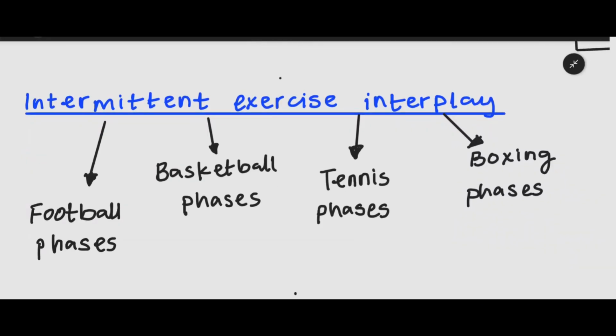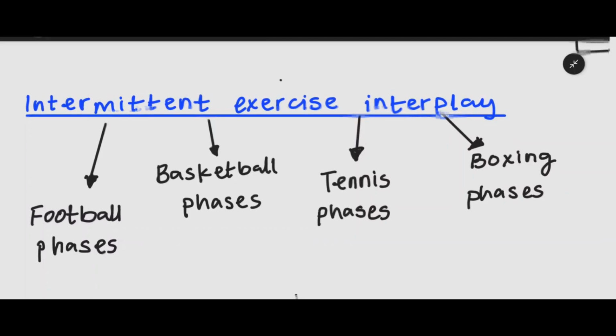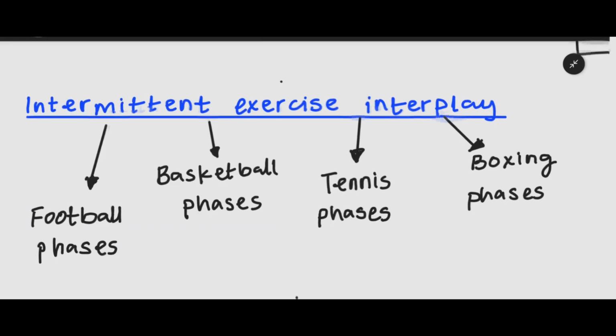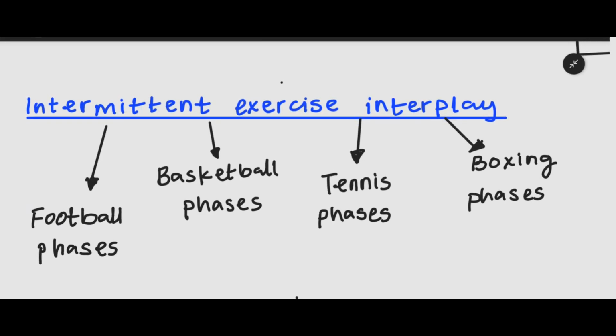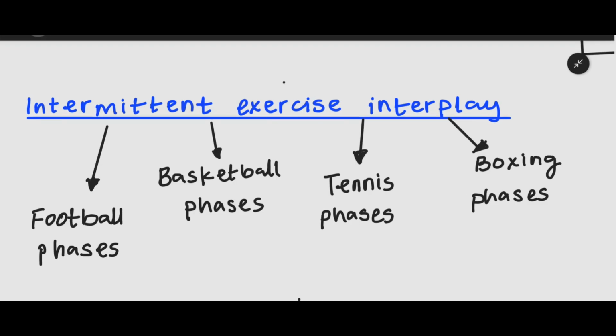So certain sports like football, basketball, tennis, boxing have different phases. They have phases that are really intense, followed by phases that are not so intense. And these different phases require a predominance of different energy systems. For example, in football, if you watch a lot of footballers, there's phases where they're just walking. So in a walking phase throughout the match, the predominant energy system would be the aerobic system, because walking is low intensity and footballers usually walk most of the time during the match.